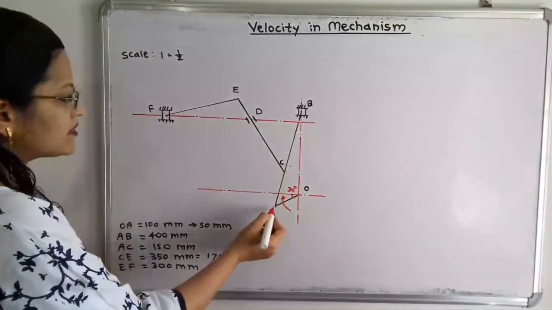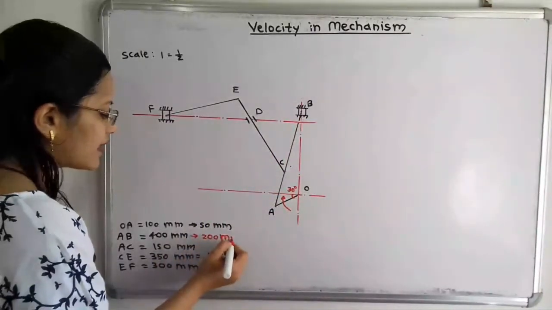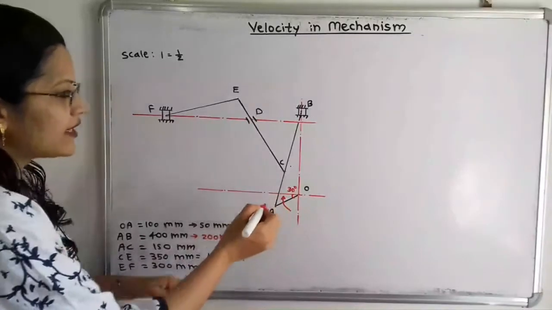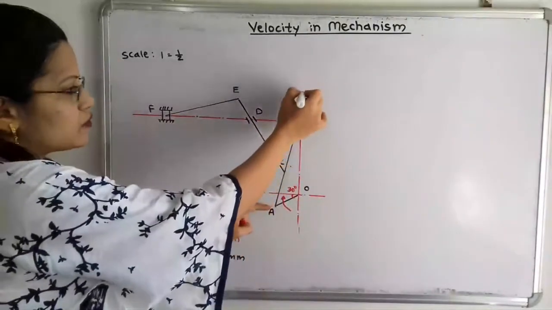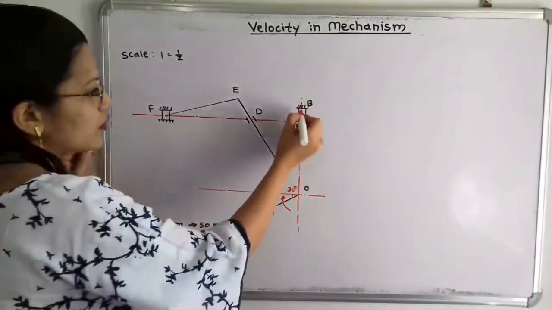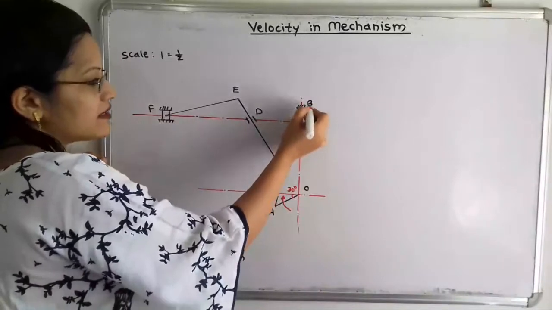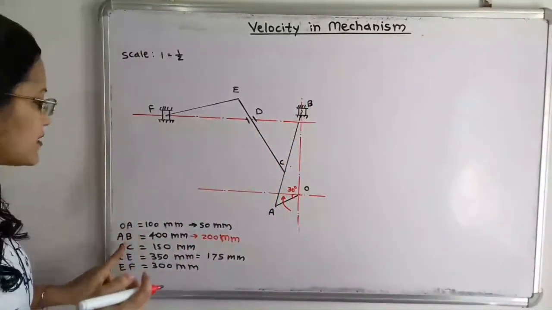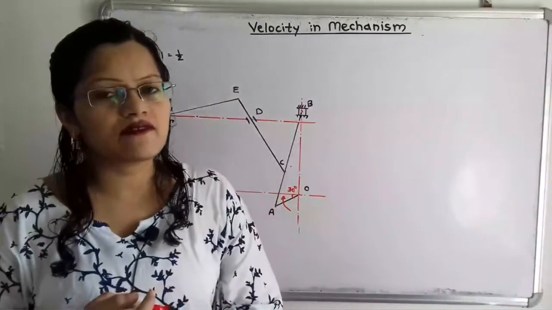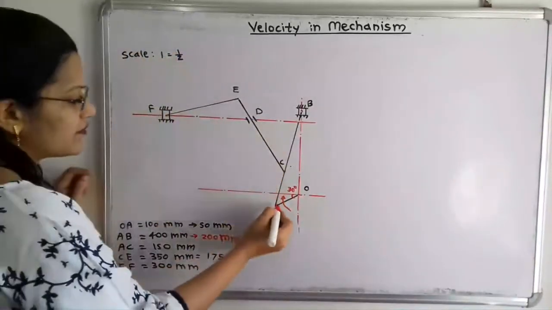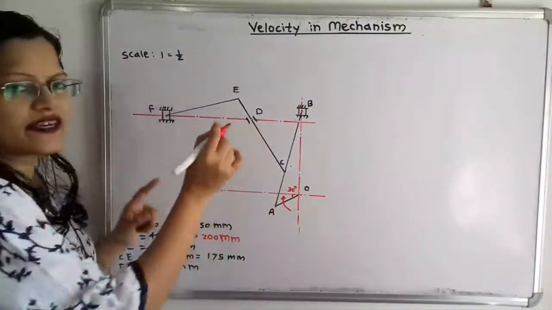Now the length AB is also given, 400 mm. As per this scale we have to take 200 mm, that is 20 cm. So from point A we take a distance of 20 cm to the vertical line, which is the vertical line passing through point O. Here is the point of intersection, where we take the slider, and here is point B. Then the distance between points A and C is given as 150 mm. As per the scale 1:half, we take a distance of 75 mm and select the point C.